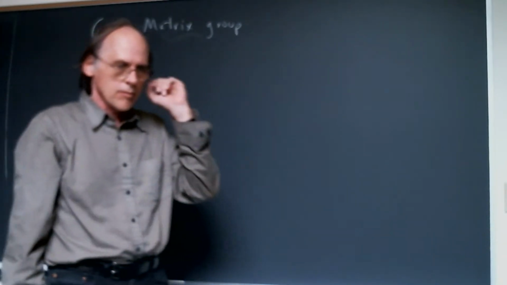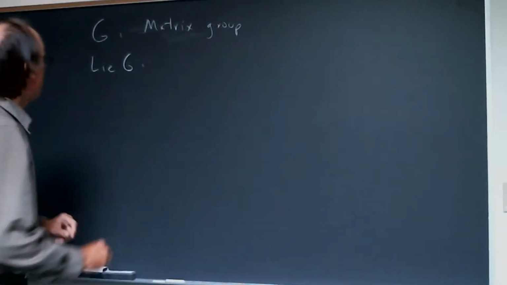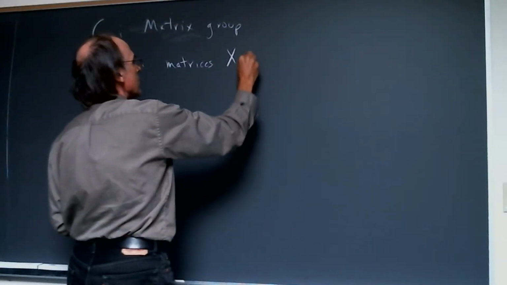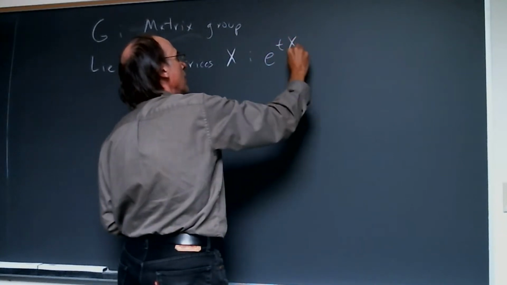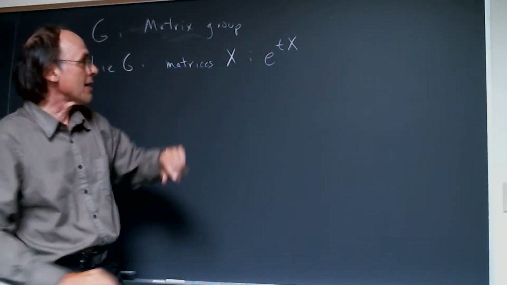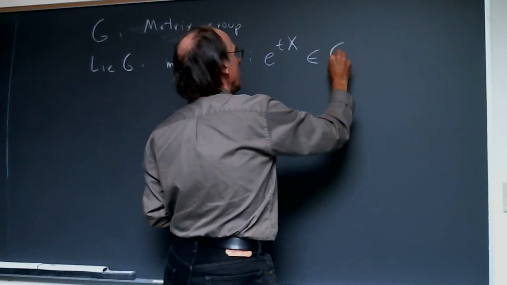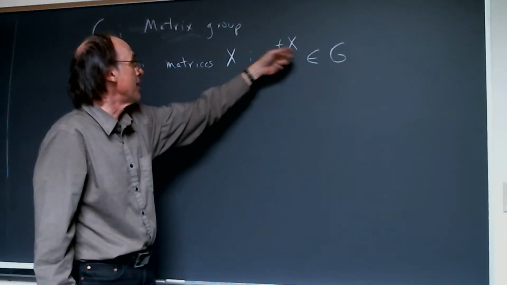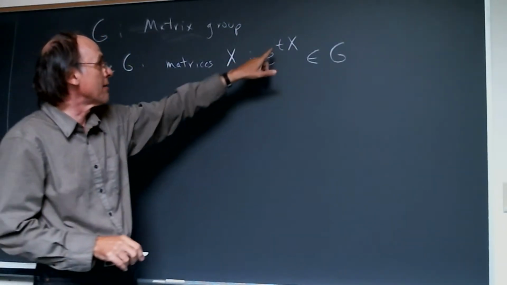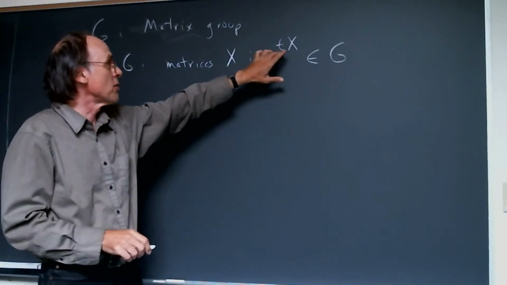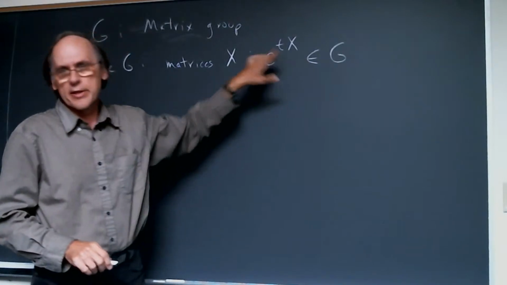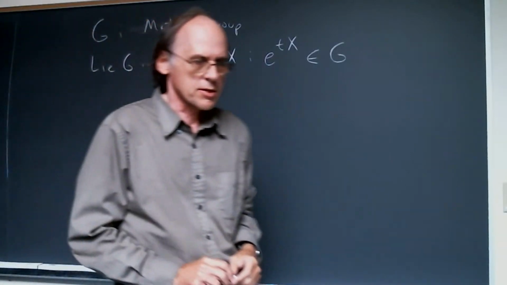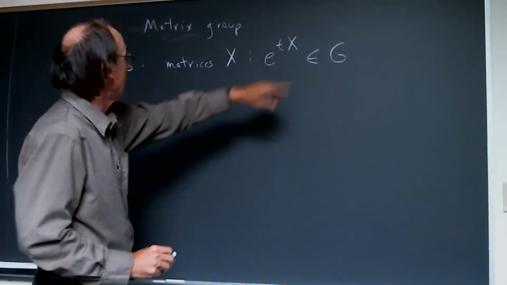And then Lie G was really the set of the matrices X such that if you exponentiate some parameter t times X, you get something in the matrix group. In particular, at t equal to 0, this always has the identity, which is X equal to 0. And in some sense, you should think of this as telling you, as t increases, what elements of the group near the identity look like. Okay, and that's called the Lie algebra.